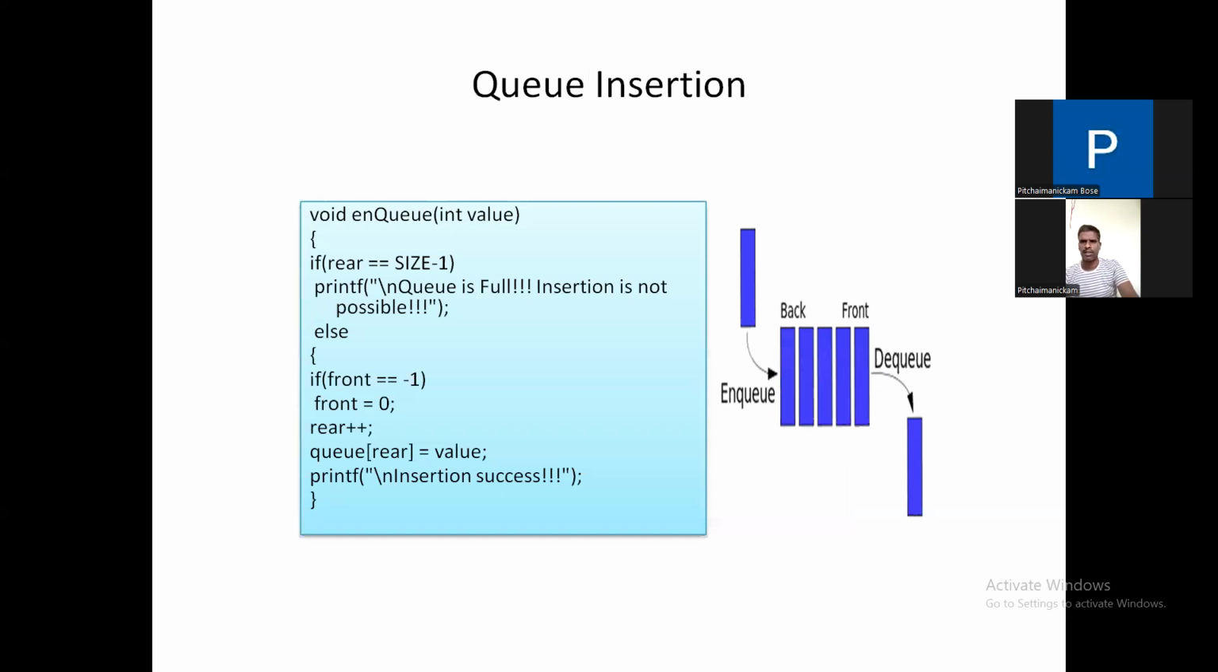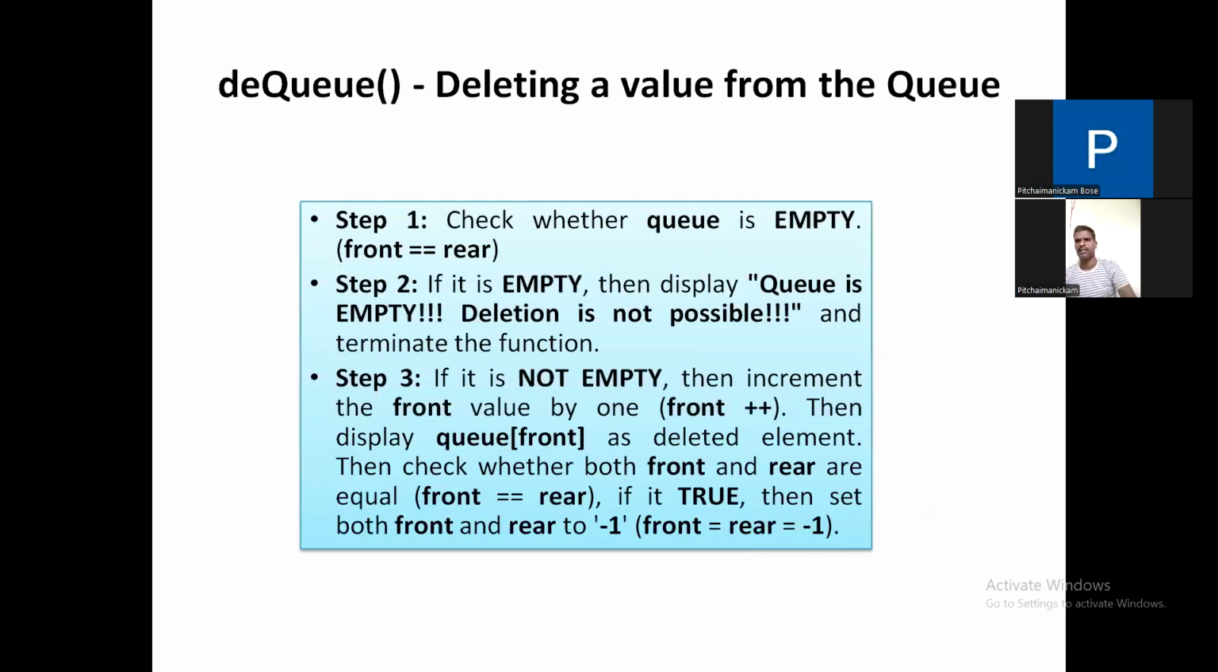Another thing is this pseudocode. You need to check whether rear is equal to size minus 1. If the condition is true, the queue is full and insertion is not possible. Else, if front equals minus 1, then front is equal to 0, and rear plus plus. Then q of rear is equal to value, so the value is stored in q of rear and the insertion is successful. This is the pseudocode for the insertion operation.